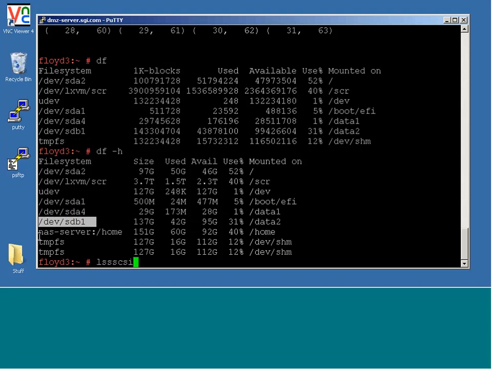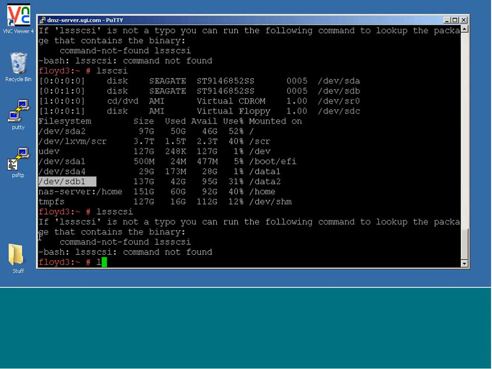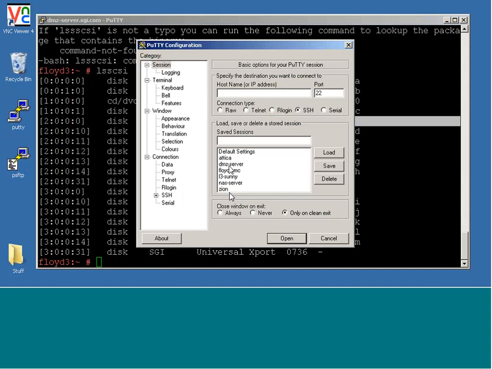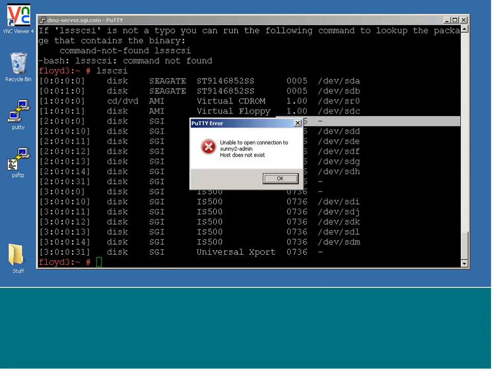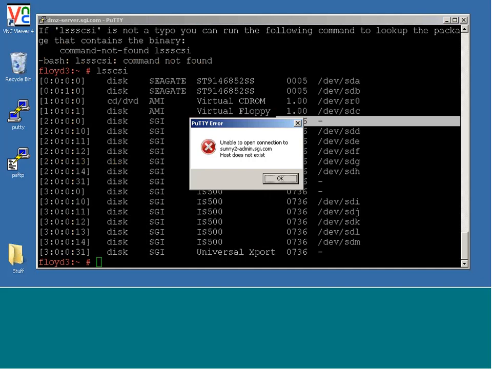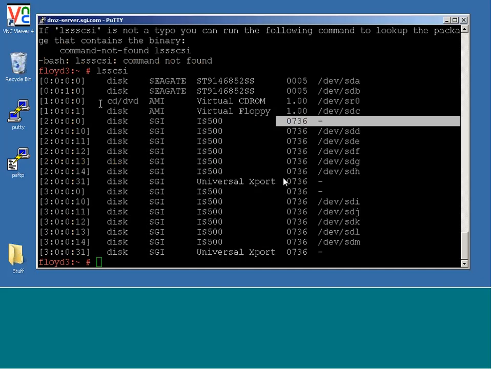If I do an lscsi, oops, everything has a name except for these virtual things. I can't do it from there, sorry. Let me go to a different system here for a second. Okay, try a different one here.